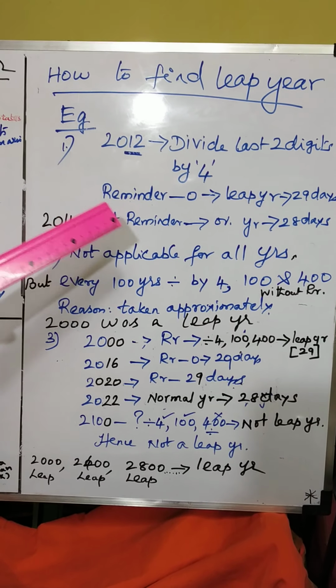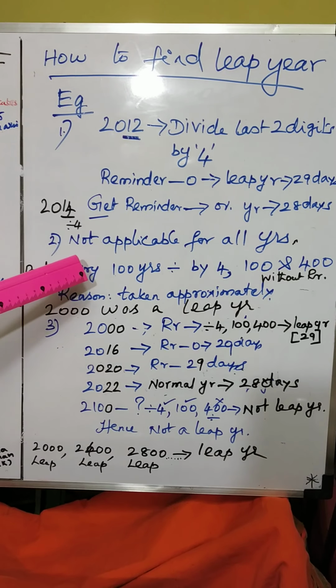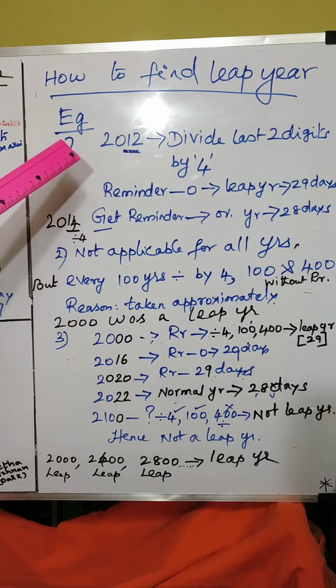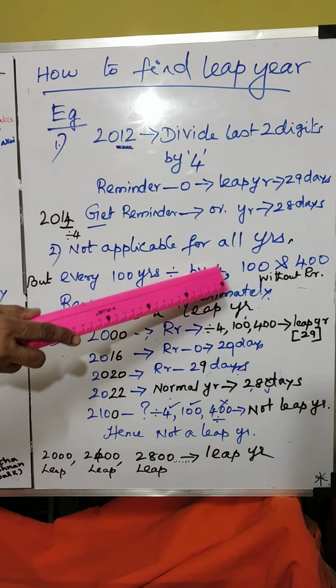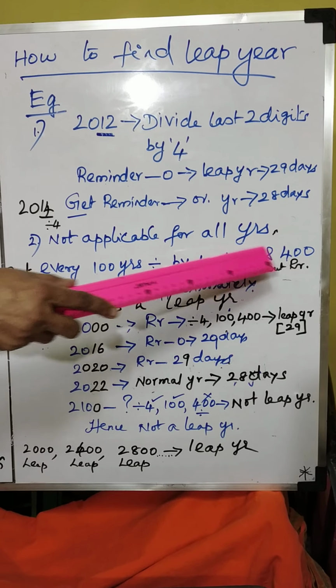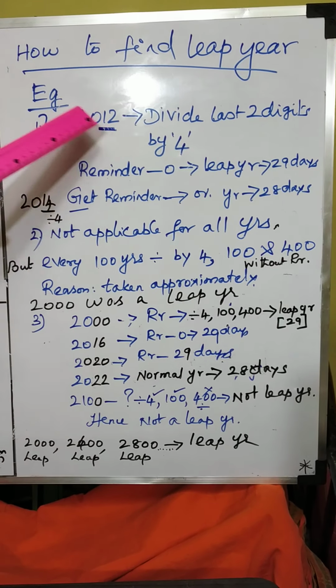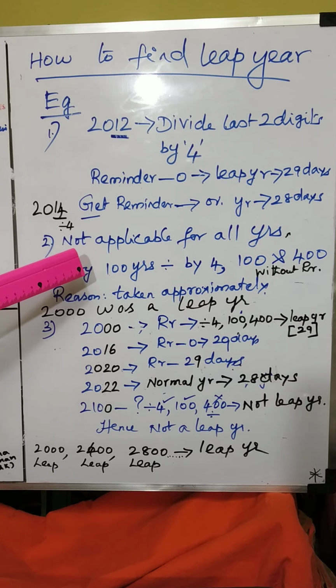But for every 100 years, if any number is given to you, we have to see all the 4 digits, whether it is divisible by 4, and whether the same year is divisible by 100 as well as 400. These 3 numbers you have to test. When? For every 100 years.